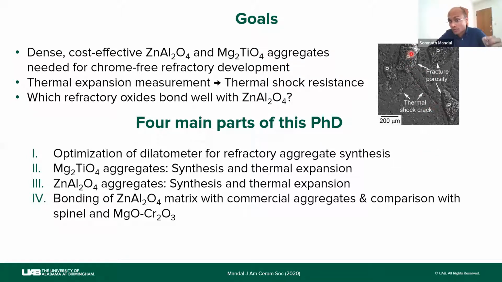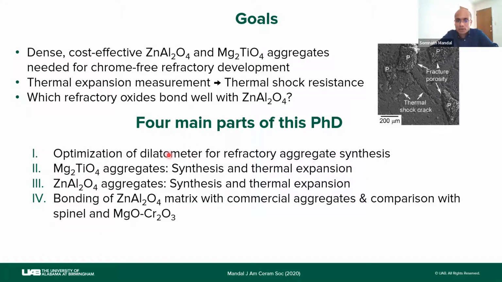So if you can quantify the exact thermal expansion coefficient of these aggregates, then you have better control in the design of formulations for thermal shock resistant refractories. That's why quantification of the thermal expansion coefficient at 1600 degrees C is very important, which is normally not reported in literature. Secondly, we want to know how much the zinc aluminate phase bonds with commercial refractory phases like tabular alumina, like DBM, which stands for dead burn magnesia, and spinel.